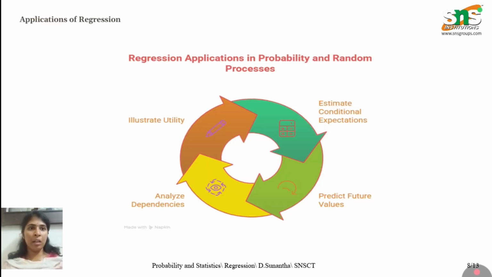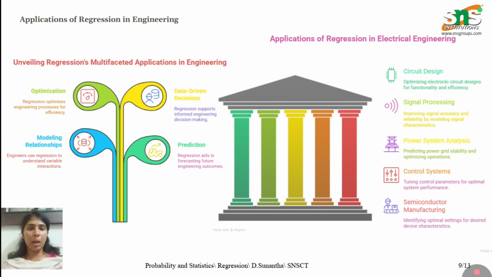Next, in random processes, how we can use this regression. This is to estimate conditional expectation and predict future values. Next, it analyzes dependencies between both the variables. Next is illustrating utility. So here are the applications.